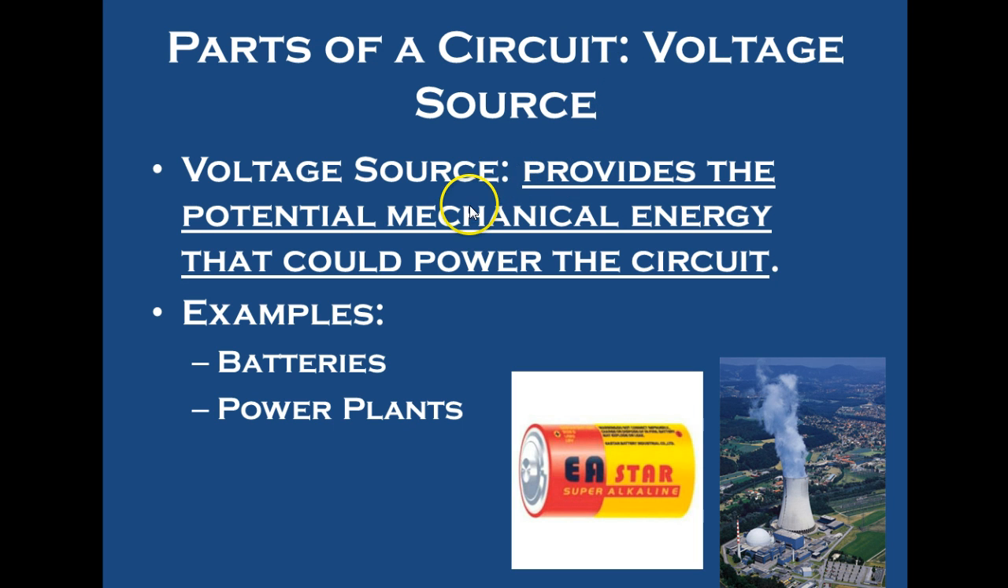A voltage source provides the potential mechanical energy. Now remember, potential means that it has the potential to do work. Mechanical energy is the energy of motion, energy of work. So when you hook this battery up into your remote and you start pushing buttons, that is now kinetic mechanical energy because it's kinetic, those electrons are moving, mechanical energy because it's having something do something.